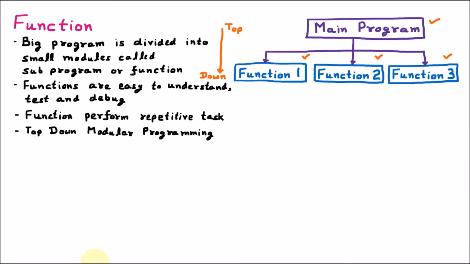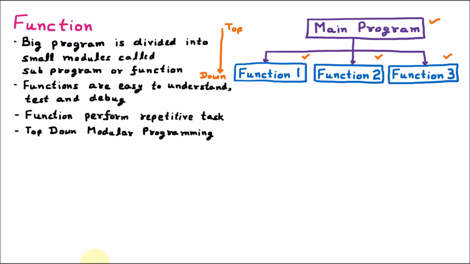So here we have learned that functions are made so that we can make our program simple. We can divide our programming into small modules. We can easily debug, easily test, and functions perform repetitive tasks. And it makes our programming top-down modular programming, meaning from top to down we go, calling the functions, and we have small modules.